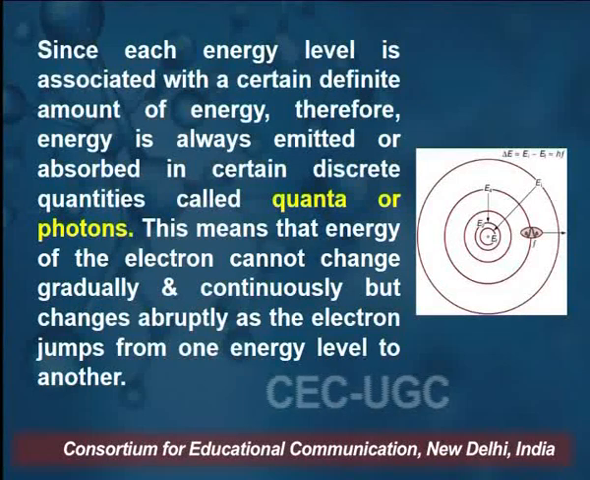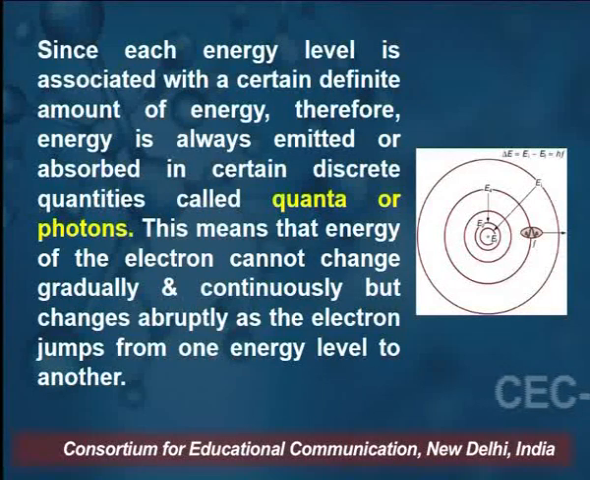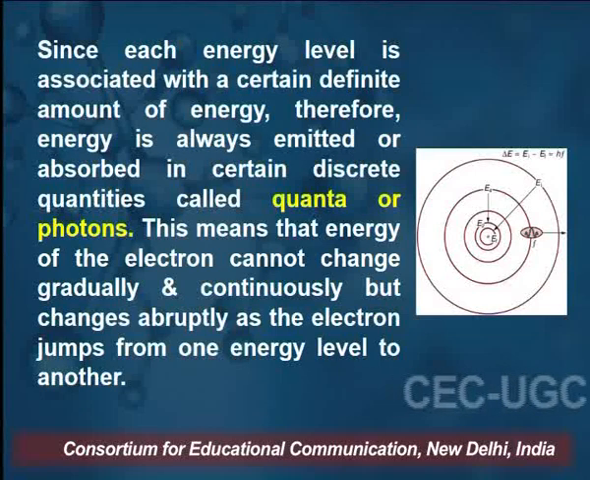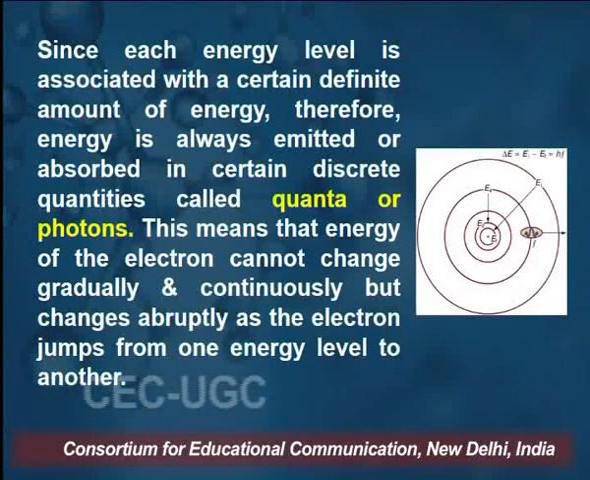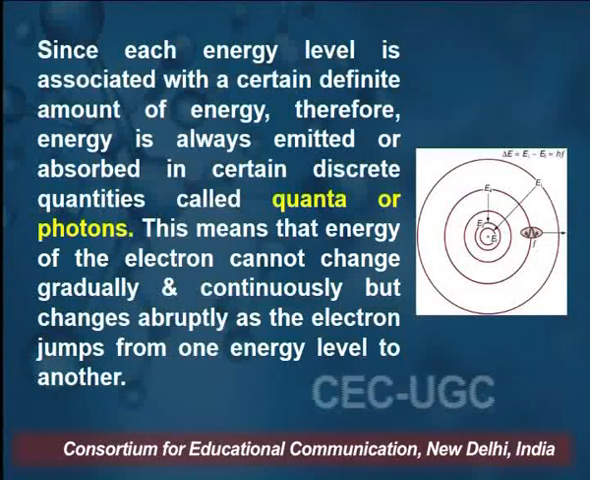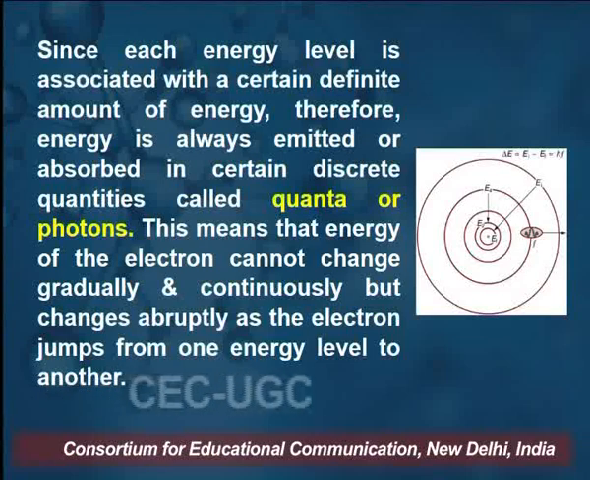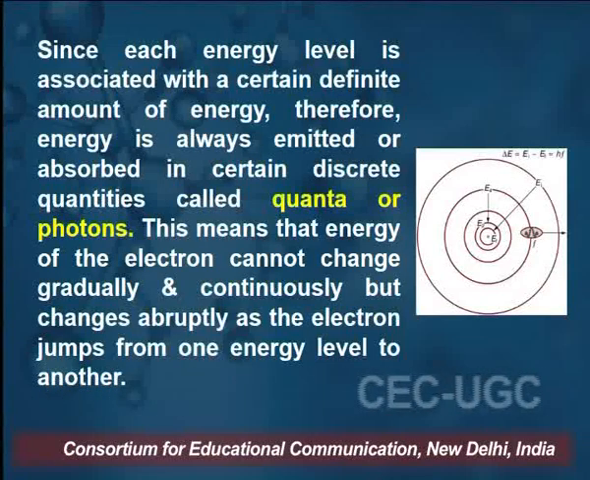Since each energy level is associated with a certain definite amount of energy, therefore energy is always emitted or absorbed in certain discrete quantities called quanta or photons. This means that energy of the electron cannot change gradually and continuously, but it changes abruptly as the electron jumps from one energy level to another. This shows that the electronic energy by Bohr's theory is quantized.